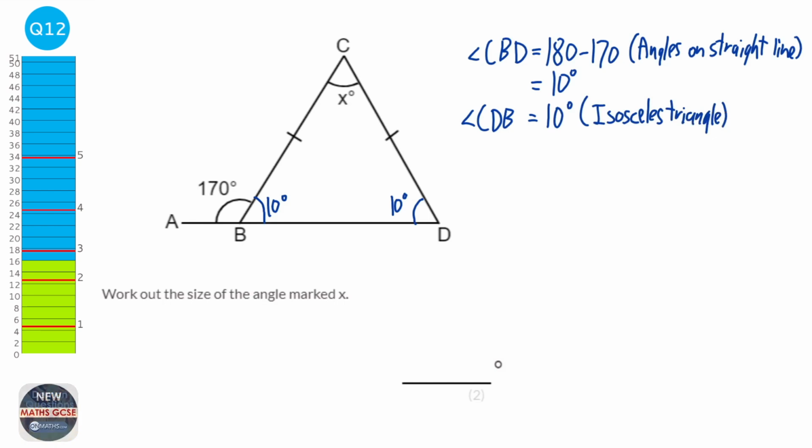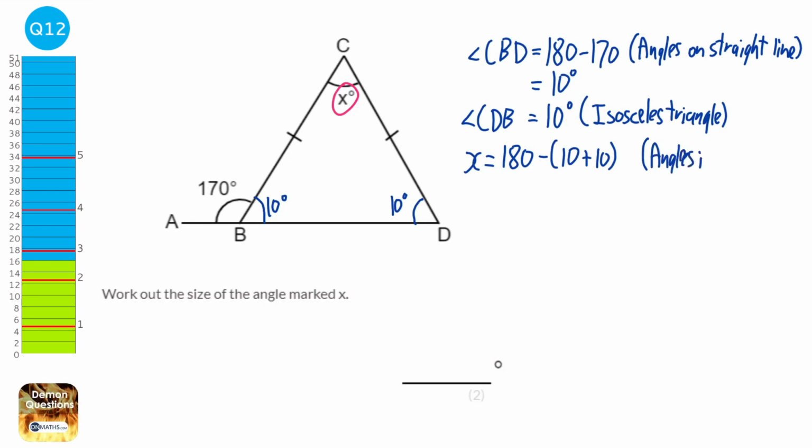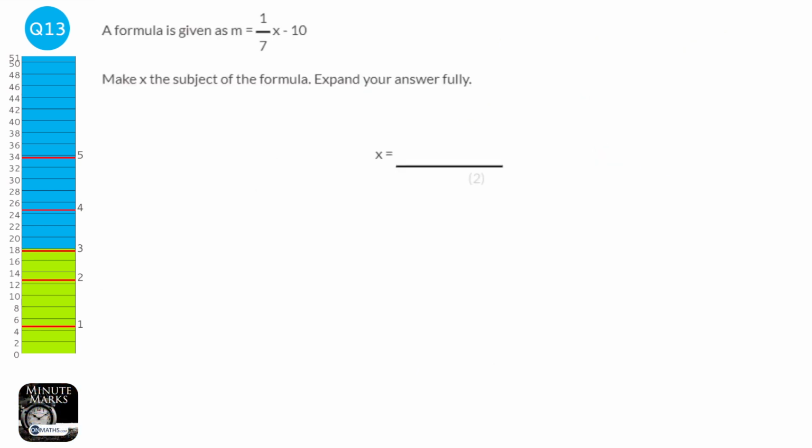And to find out what x is going to be, it's going to be 180 subtract 10 plus 10. And the reason for that is angles in a triangle add up to 180, so that's going to be 160 degrees. Make sure you state your reasons for every step of the working out, because there's normally quite a few marks for the reasons. So I'm going to start just by writing out the equation, and I can put my lines in.